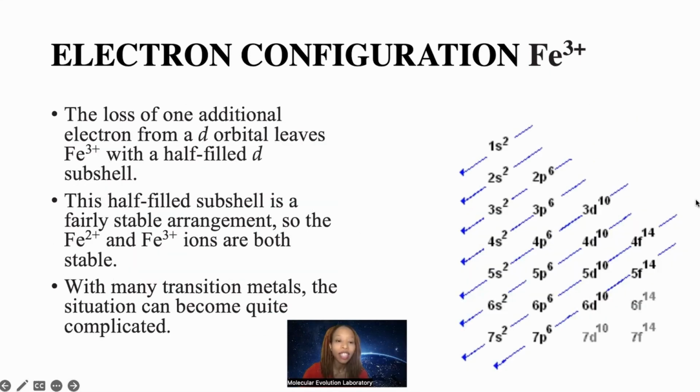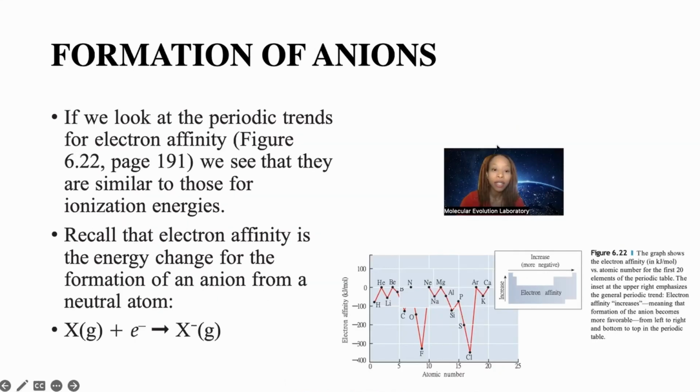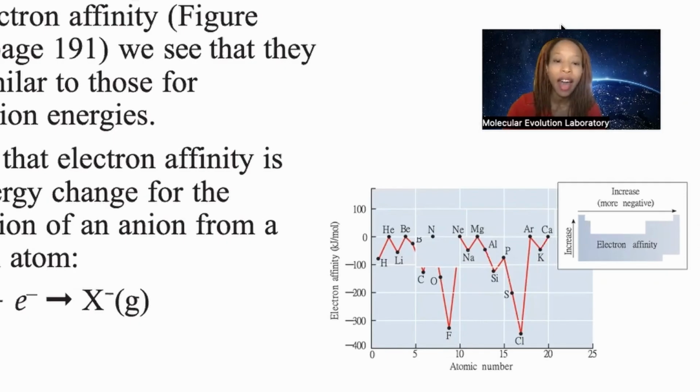The loss of one additional electron from a d orbital leaves Fe3+ with a half-filled d subshell. This half-filled subshell is a fairly stable arrangement, so the Fe2+ and Fe3+ ions are both stable. With many transition metals, the situation can be quite complicated. If we look at the periodic table for electron affinity, we see the trends are similar to those of ionization energy. Recall that electron affinity is the energy change for formation of an anion from a neutral atom.